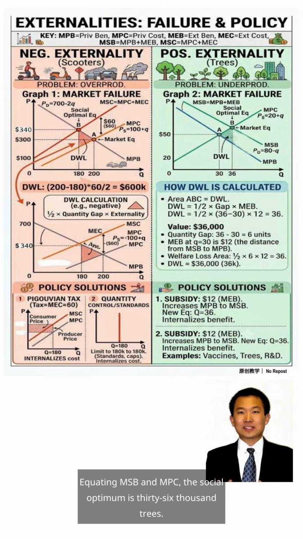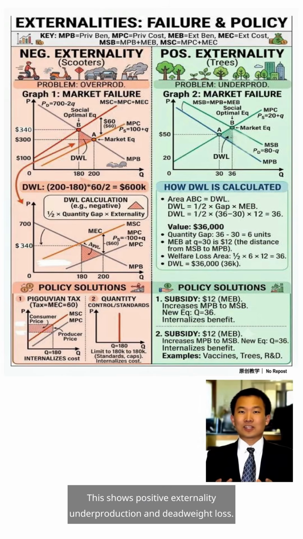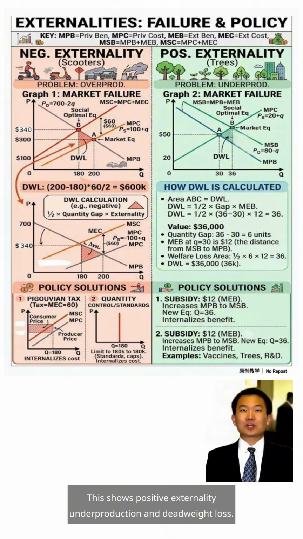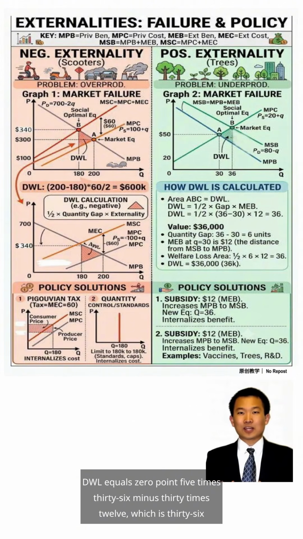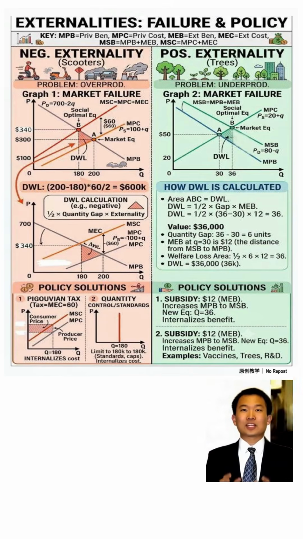Equating MSB and MPC, the social optimum is 36,000 trees. The market plants 30,000 trees, but society wants 36,000. This shows positive externalities lead to underproduction and deadweight loss. DWL equals 0.5 times (36 minus 30) times 12, which is $36,000. The government can use a $12 subsidy, public planting, or greening standards.